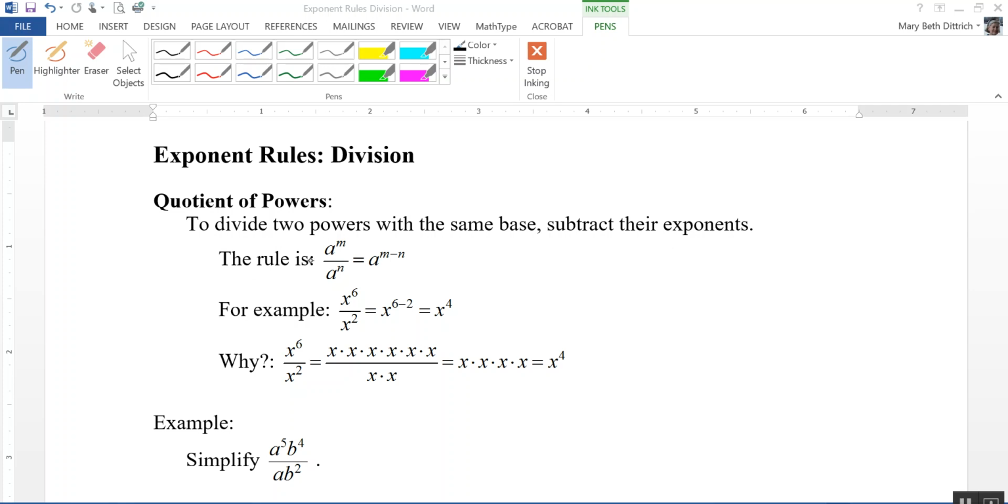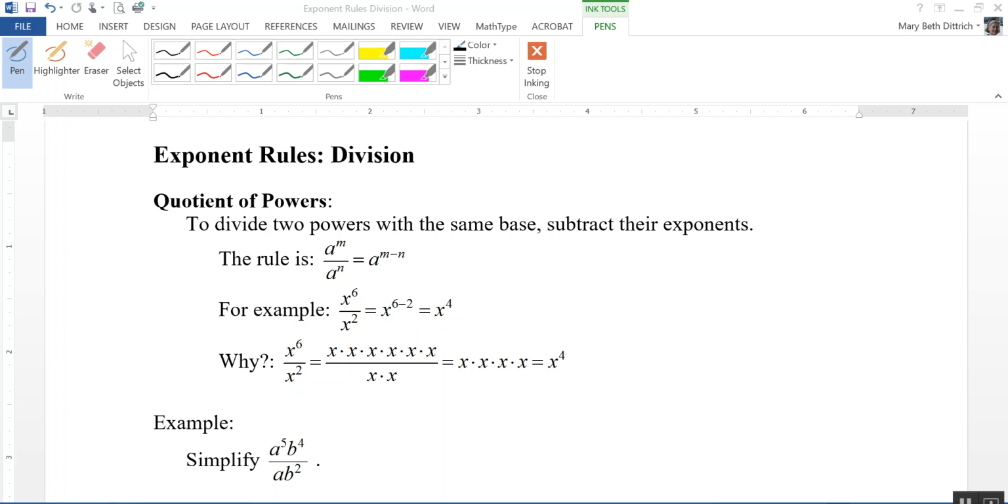So the rule says a to the m divided by a to the n equals a raised to the power of m minus n. So for example, x to the sixth divided by x squared is equal to x to the 6 minus 2, or x to the fourth.